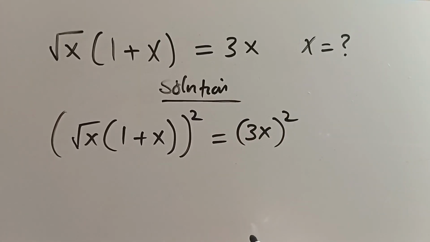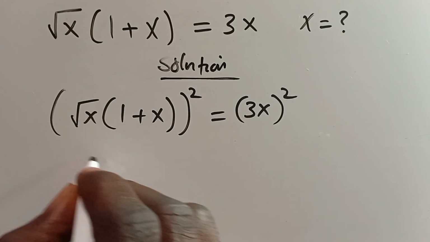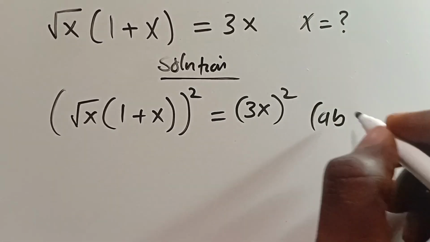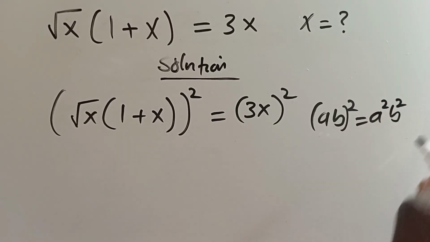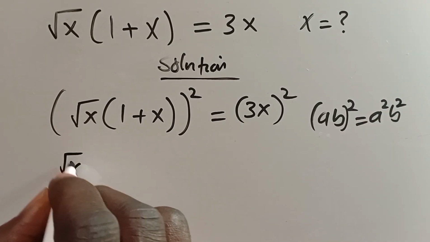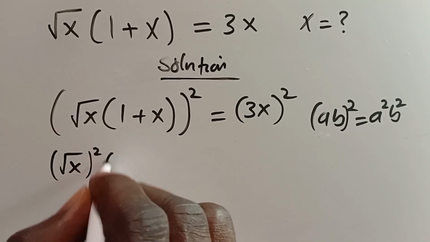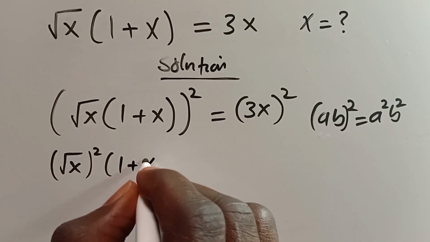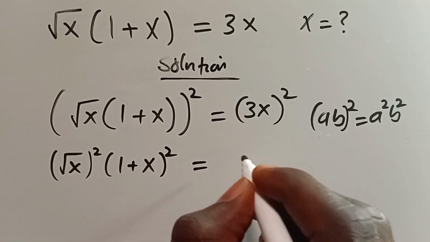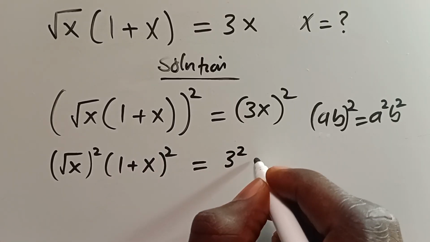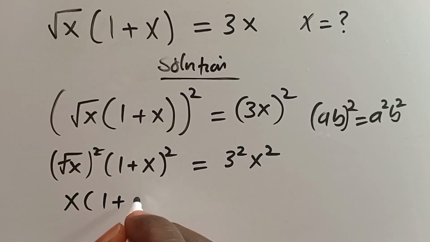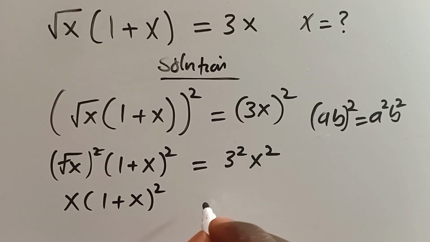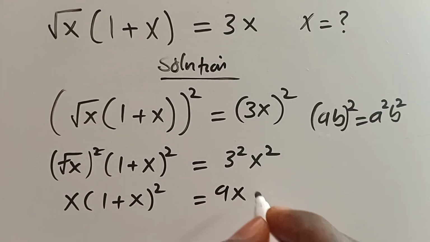Then we take the square. Recall that when we have ab in parentheses to the power of 2, this equals a squared multiplied by b squared. Here will be root x in parentheses to the power of 2, then multiply by 1 plus x in parentheses to the power of 2 equals 3 squared multiplied by x squared. So this and this we cancel. We have x multiplied by 1 plus x in parentheses to the power of 2 equals 9x squared.